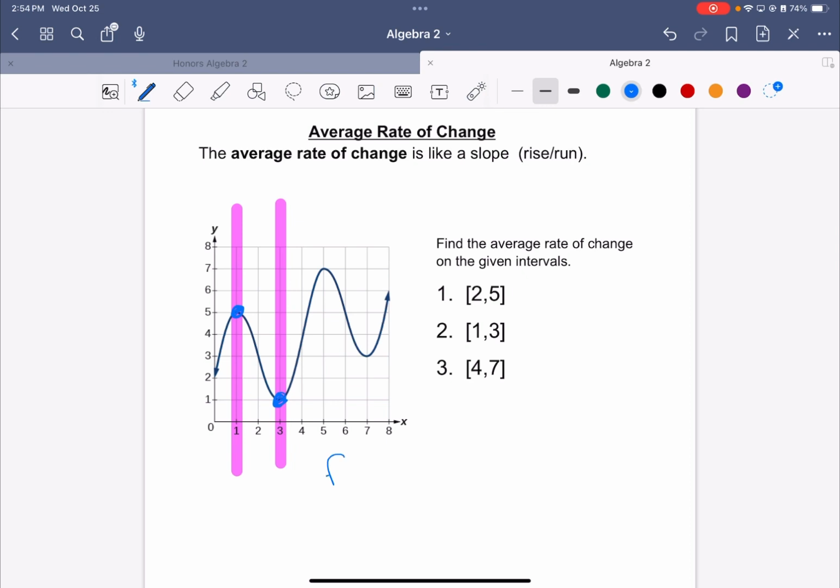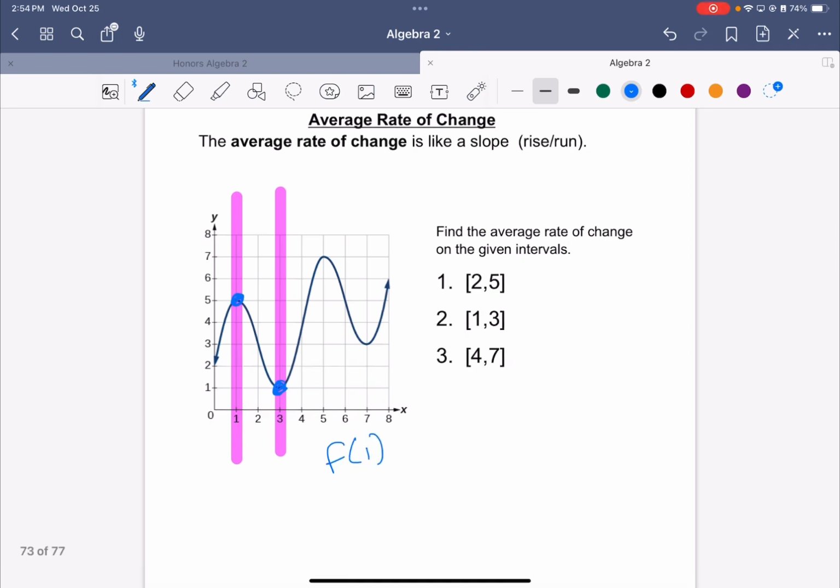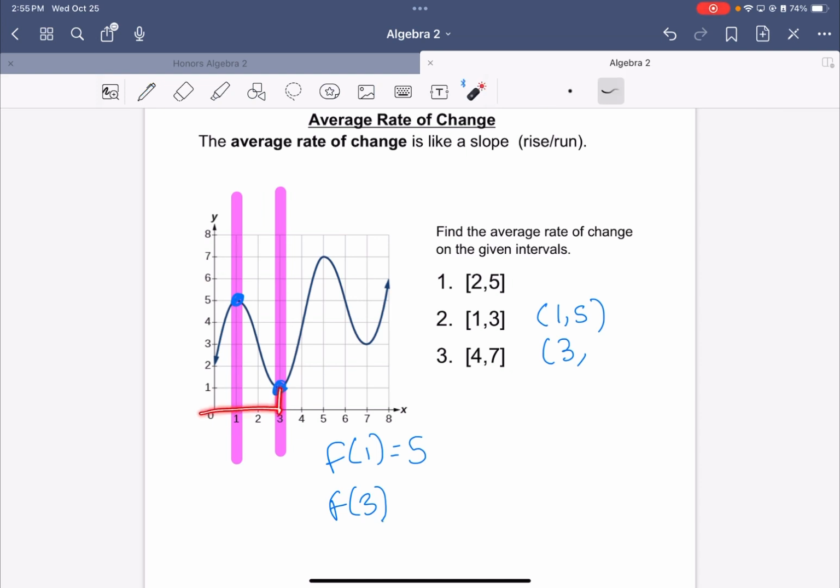Those points are on the graph, so we can use those points. Again, if you don't want to do that, we find f of 1. Over 1, you go up 5. So one of my coordinates is (1, 5). My other x value that I have to use is 3. So we have to find f of 3. F of 3, it's (3, 1). So there's my other point. My x value is 3, my y value is 1.